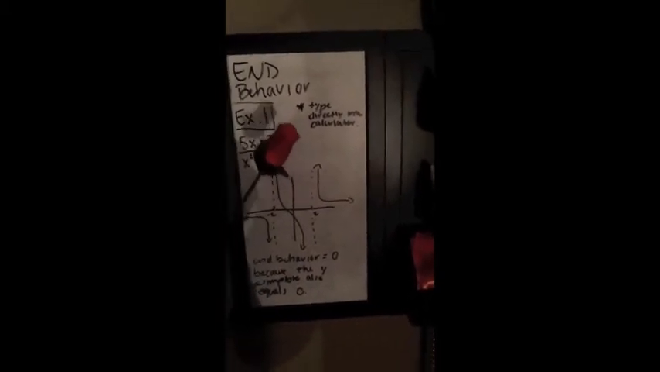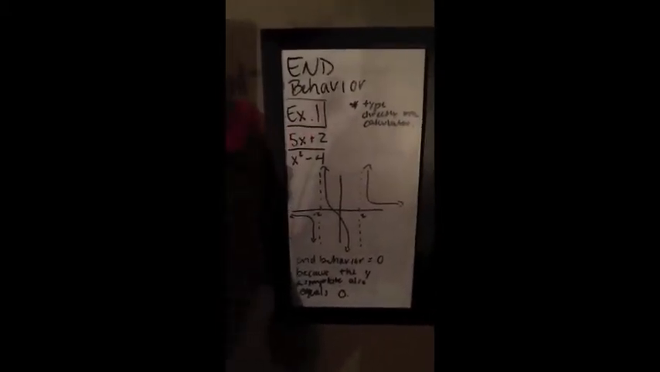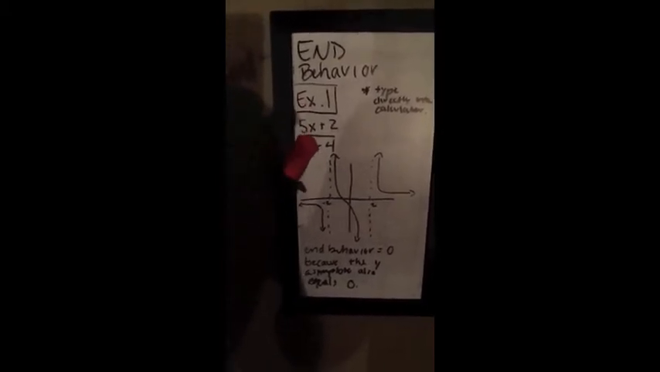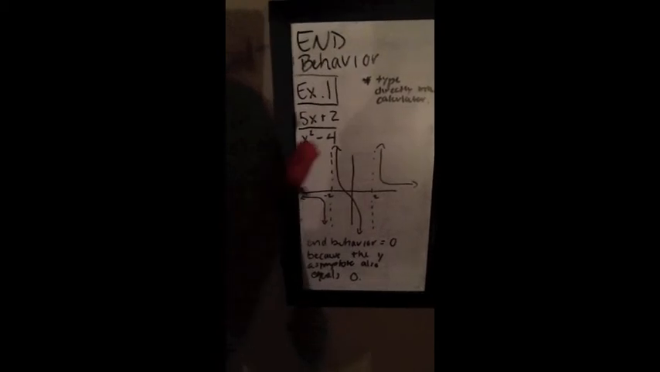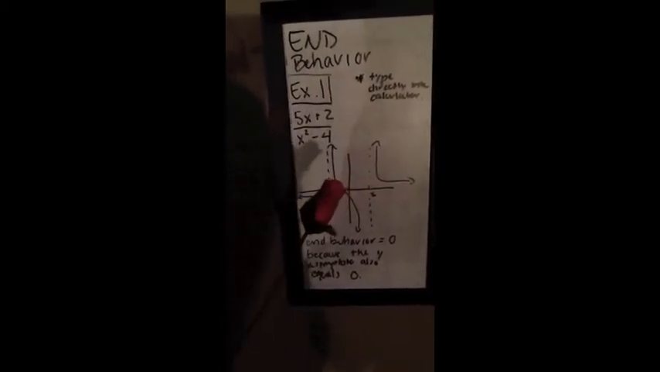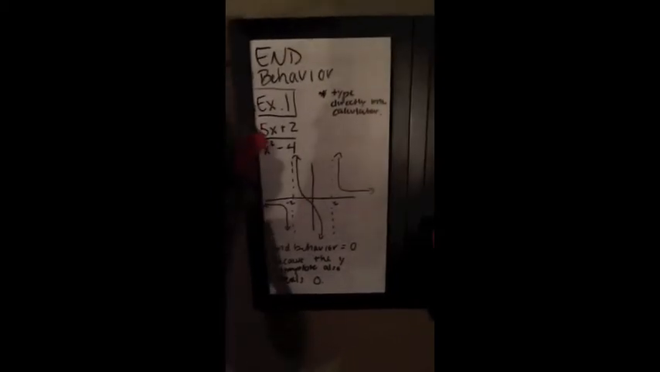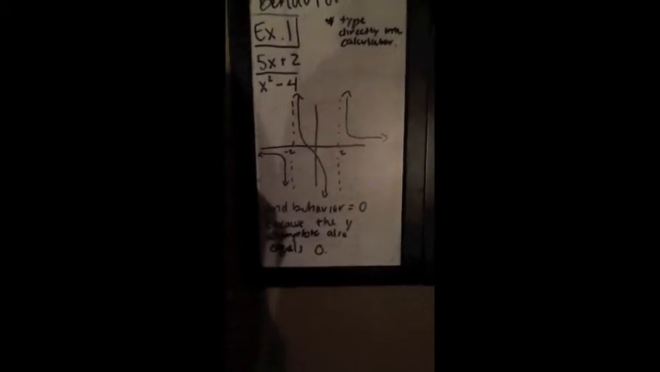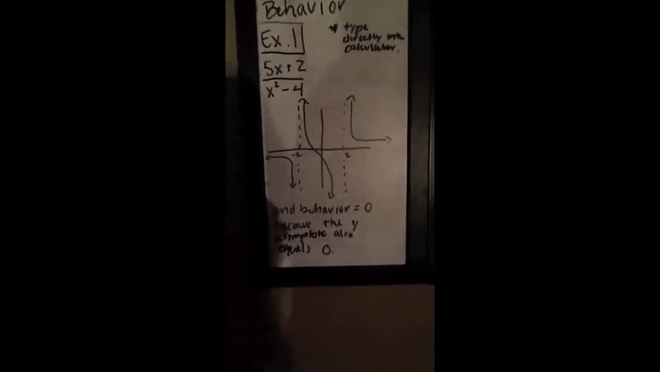What you can actually do is type this directly into your calculator. Press the y equals button, put in 5x plus 2 in parentheses, divided by x squared minus 4 in parentheses. Then you press the graph button, and your graph should look like this, with your vertical asymptotes at -2 and 2 on the x-axis and the horizontal asymptote at 0 on the y-axis.